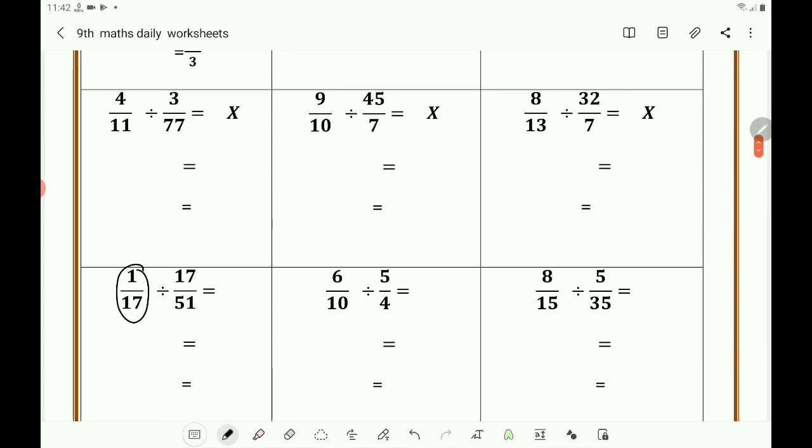Next one, 1 by 17 divided by 17 by 51. Here you take the first fraction as it is, then you write into and the reciprocal of the second fraction, and simplify, and then you multiply. Next one, 6 by 10 divided by 5 by 4. Write 6 by 10 as it is and into 4 by 5 you have to take. Then 8 by 15 divided by 5 by 35. Here also follow the same steps.